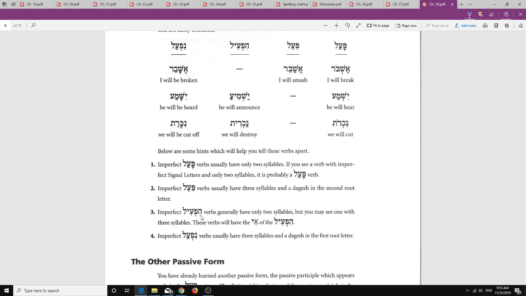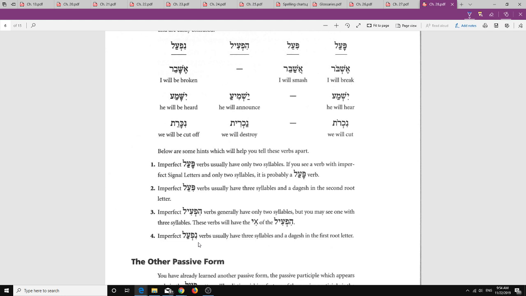In the hiphil, the verbs generally only have two syllables, but it's possible that they can have three syllables. And the ones that do have three syllables will have a hirik yod in the middle, so it should be pretty easy to identify as a hiphil. So yashmiya, nakrit. So this hirik yod is pretty good evidence this is a hiphil.